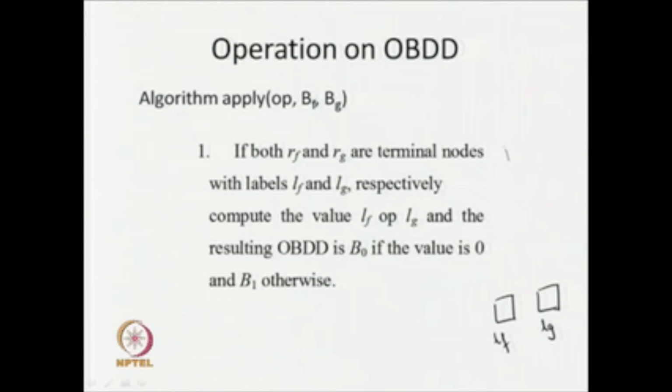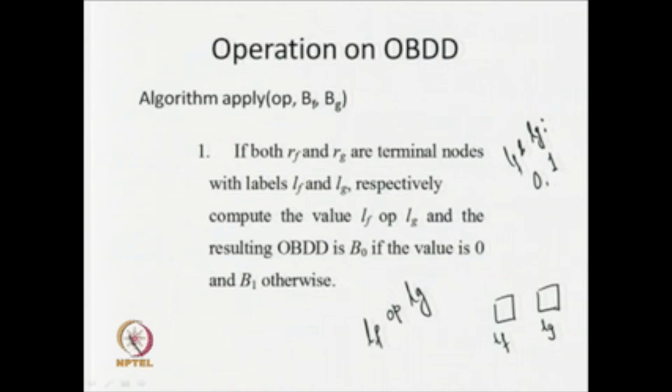Now, LF and LG can have values either 0 and 1, nothing else, because these are the terminal nodes and these are the value. Then compute the LF of LG. That means, in this particular case when we are coming to these things, then we are going to perform the LF operation LG, and the resultant BDD will be B0 if the result is 0, or it is B1 if the result is your 1.